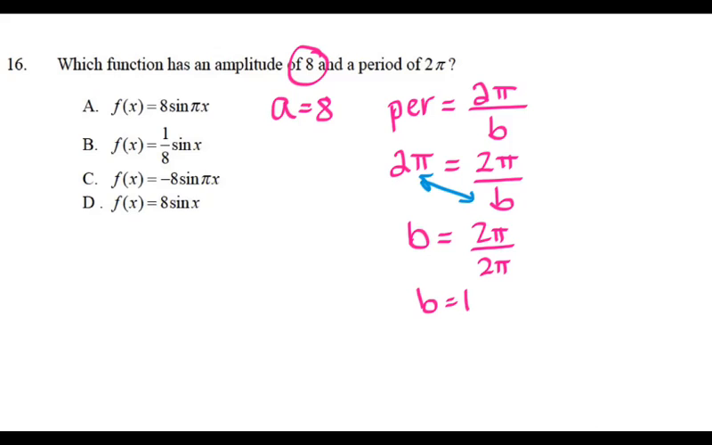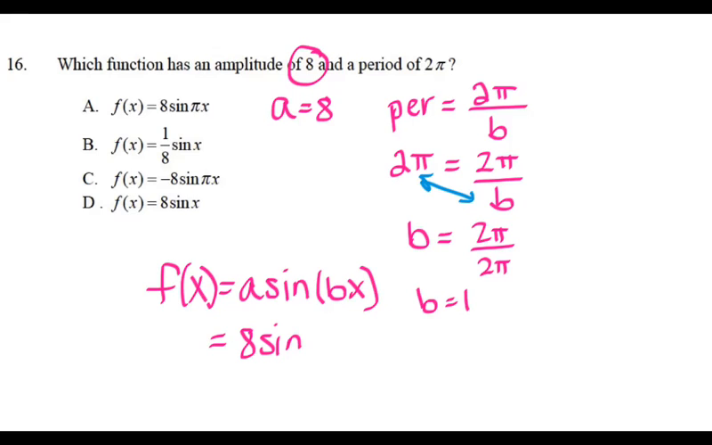Now, to write the function, all of these are sines. So your function, A is always in front. B is what is attached to x or to theta, depending on the notation. So we know that A is 8 and B is 1, so that's just going to be 8 sine of x, which is letter D.